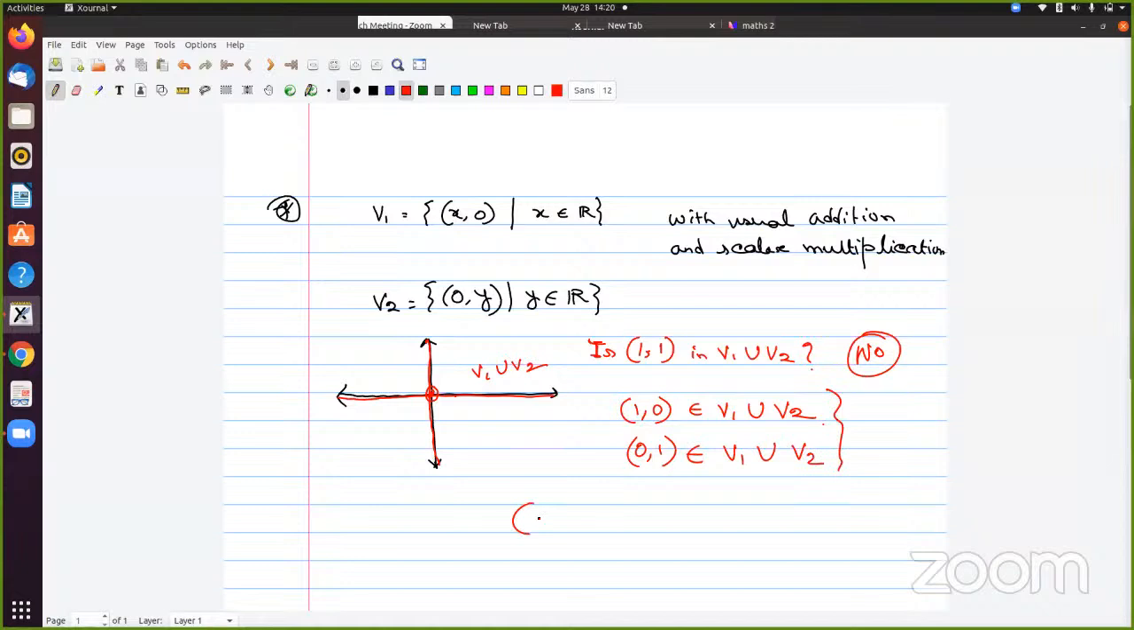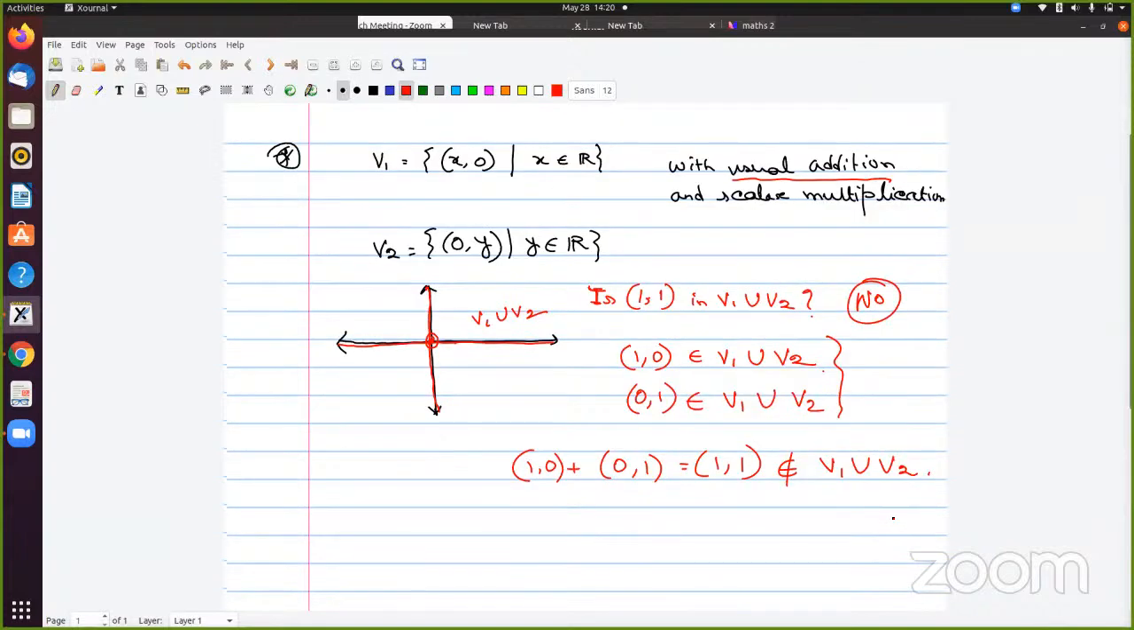If I add these two, what am I getting? This is the usual addition, you remember? So it is (1, 1). So it does not belong to V1 union V2. This means it is not closed under addition, right? And therefore it is not a subspace. Sir, so if any one of the conditions fails, then it is not a subspace. Exactly, not a subspace.